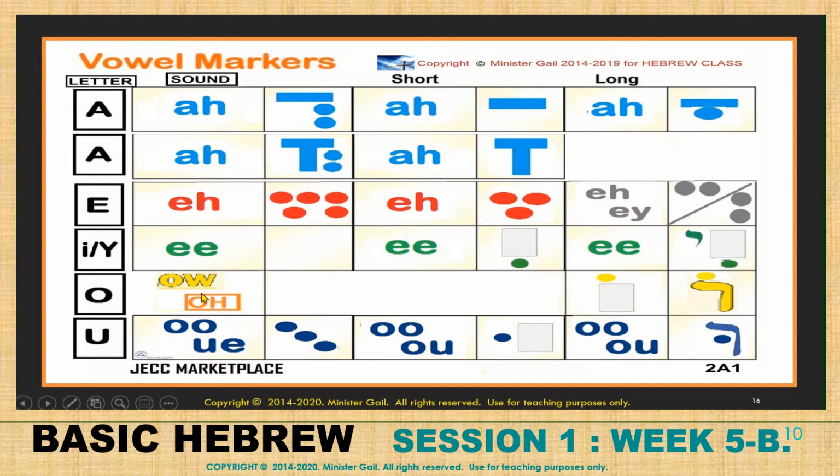The O is written as a dot above the letter. This changes the V or W to an O. It will change that letter. U, like in blue, you'll have three dots down at an angle, a dot to the left of the letter, and for the vav, it changes it to the letter U. A dot above is an O, a dot to the left is U.